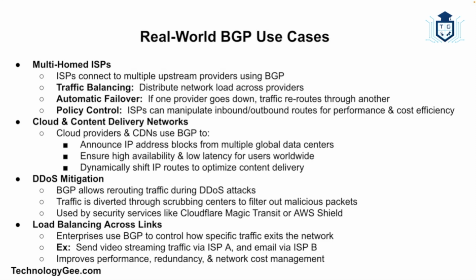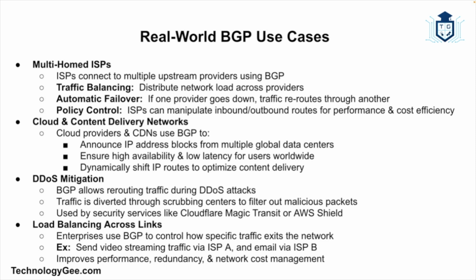And here are some real-world use cases of BGP. You have what are called multihomed ISPs, and these are ISPs that connect to multiple upstream providers using BGP to balance traffic, be a failover if one provider goes down, or control inbound and outbound routing.